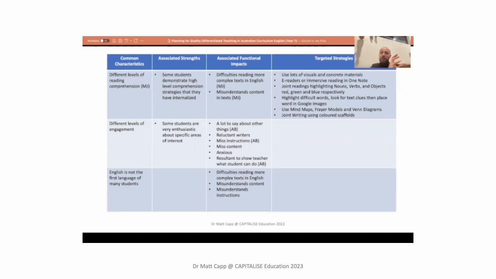And if we can't find it, shoot that word into Google Images and have a look at what the word pictures are and come up with a definition together, create some mind maps, frame models, and Venn diagrams, or do some joint writing using colored scaffolds. But these are targeted strategies because we've thought about the common characteristics of our students, their associated strengths and functional impacts.